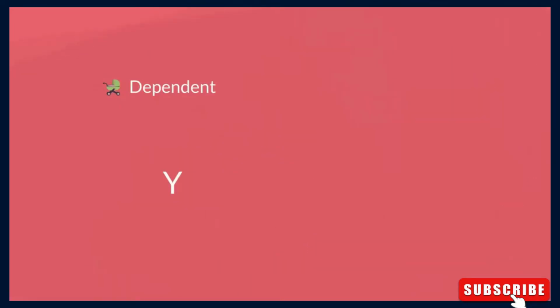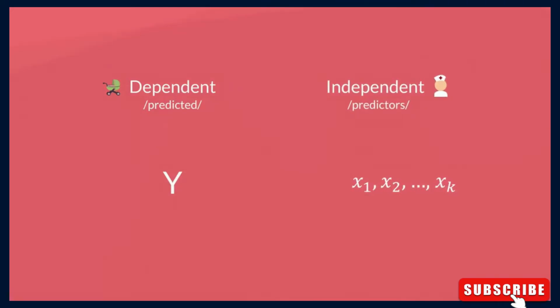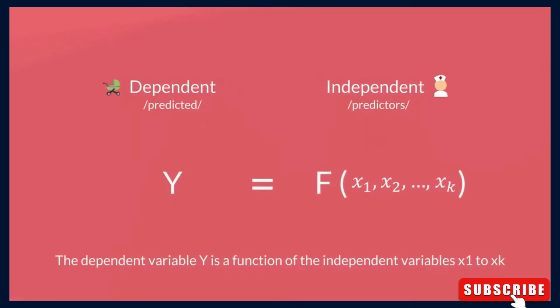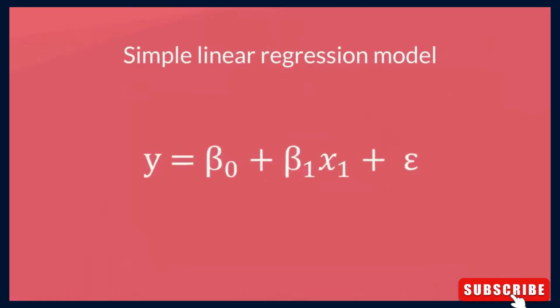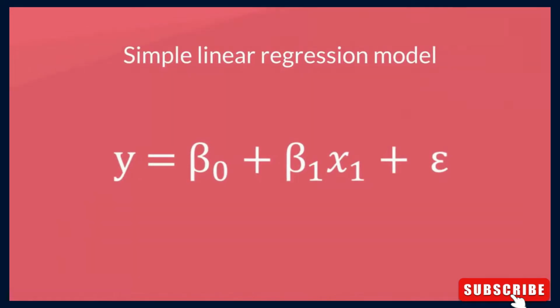There is a dependent variable labeled y being predicted and independent variables labeled x1, x2, and so forth. These are the predictors. Y is a function of the x variables, and the regression model is a linear approximation of this function. The easiest regression model is the simple linear regression. Y is equal to beta 0 plus beta 1 times x plus epsilon. Let's see what these values mean.